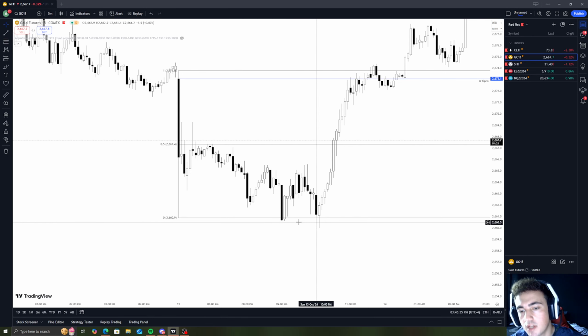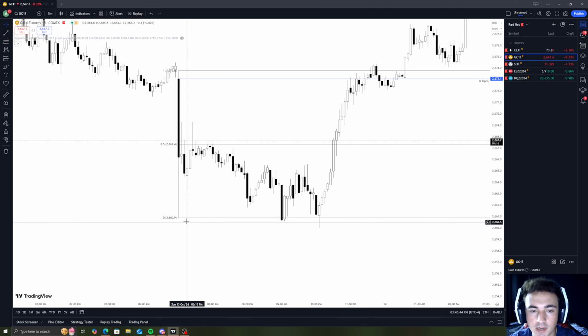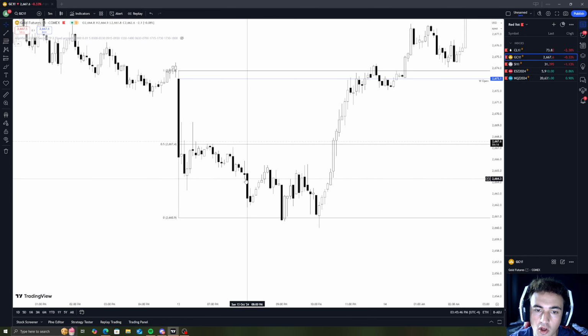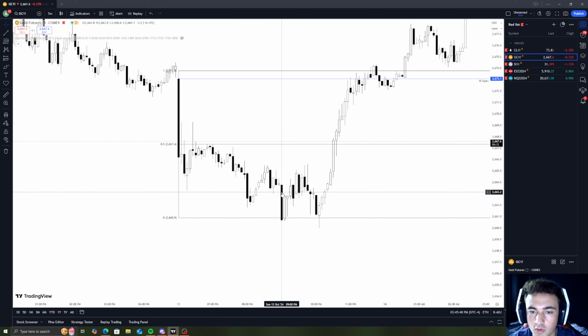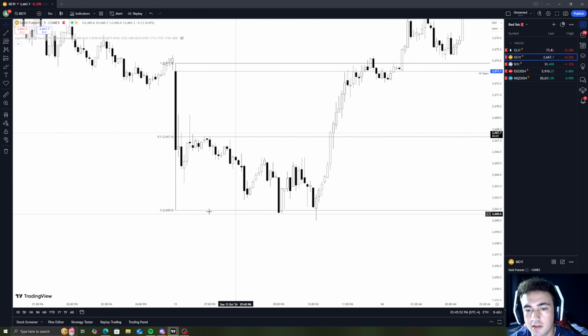So if you think about it logically, what happened? They pushed price down with a thick down close candle trying to get retail traders to go short here and stop them out of their positions. If they went long, where would their stop loss have been before here? It would have been down here, probably. So they push them out of their long positions. They get them to go short.